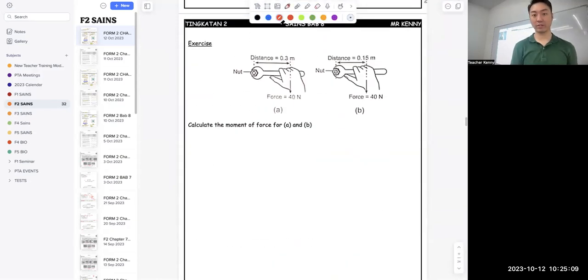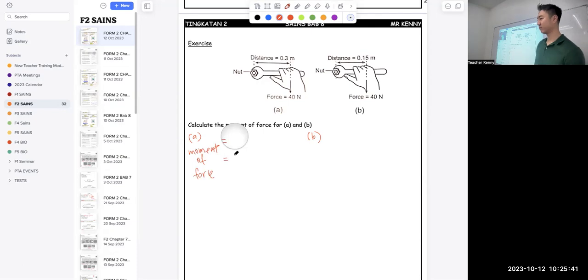First one. Calculate the moment of force for A and B using the formula. Again, I hope you don't just straight away put the number and then equals. When the question asks you for a title, always write the title. Moment of force is... Why? Why do you think we must write the title all the time?